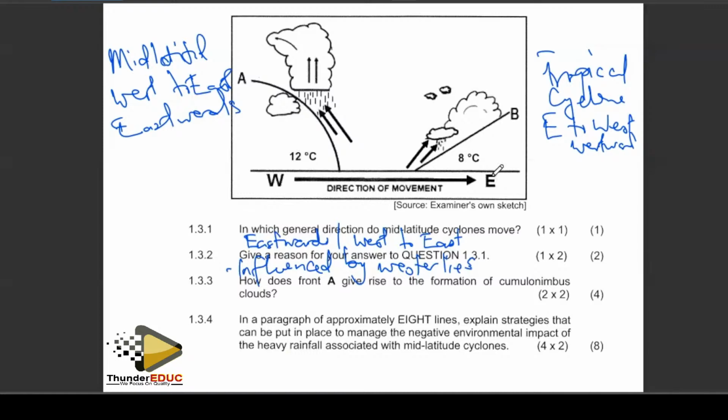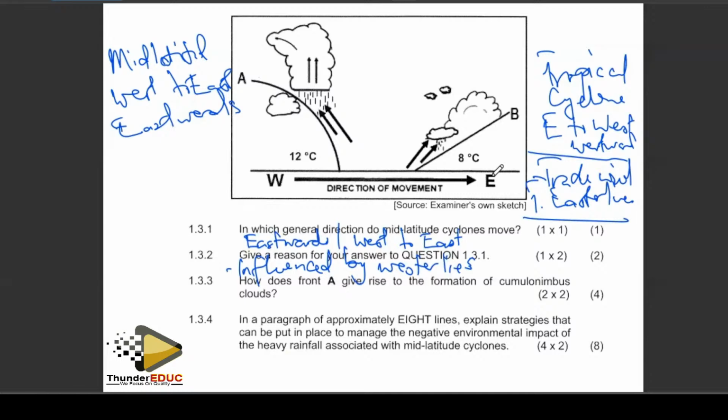They are influenced by the westerlies. They move from west to east under the influence of the westerlies. In tropical cyclones, they move from east to west under the influence of the trade winds, or which we call the tropical easterlies. Those are the driving force of tropical cyclones for them to move from east to west. They are driven by the trade winds or the tropical easterlies, and these ones, they are driven by the westerlies.